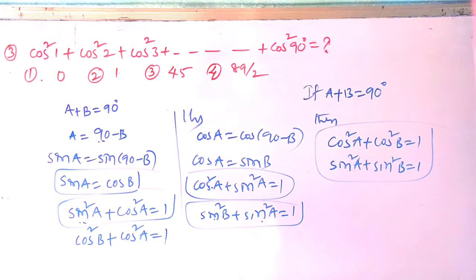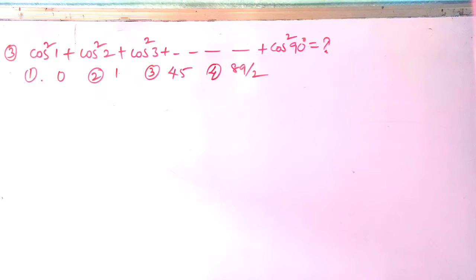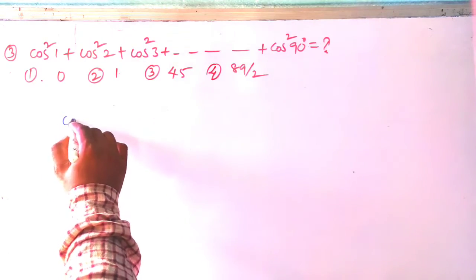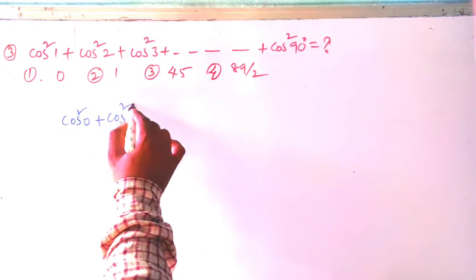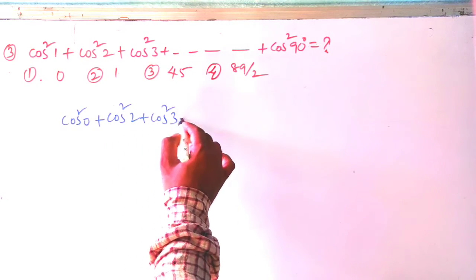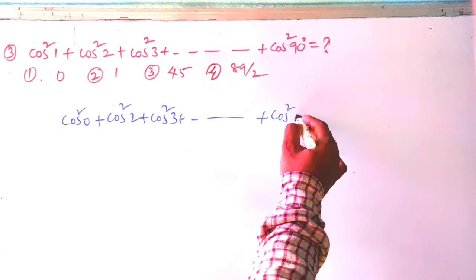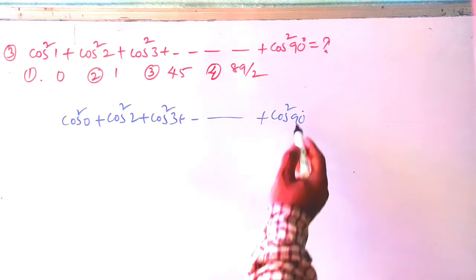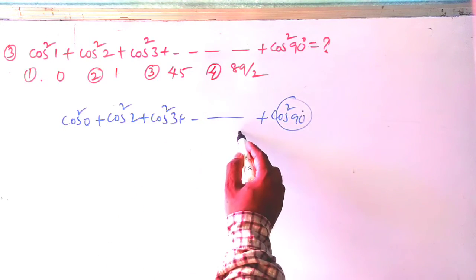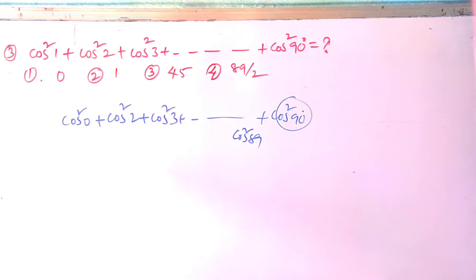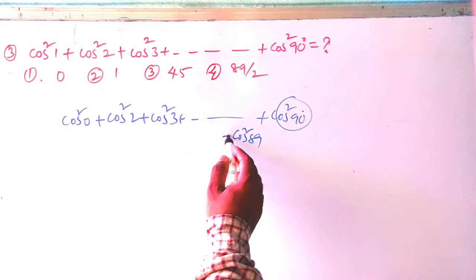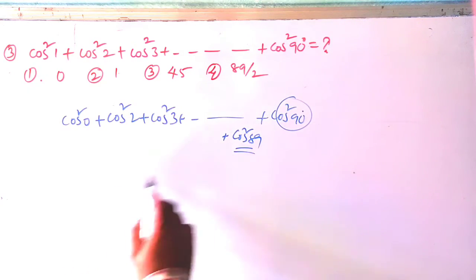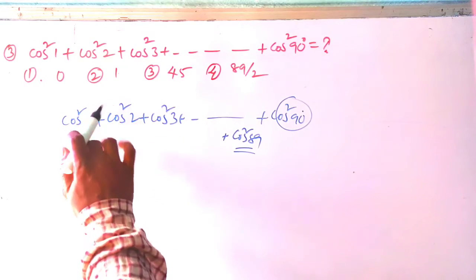Now we apply the condition for this problem. See here, cos square 1 plus cos square 2 plus cos square 3 plus up to so on cos square 90 is there. We know cos 90 value is 0, so cos square 90 is nothing but 0. The term before it is cos square 89. Clear? So see here, cos square 89, here cos square 1.